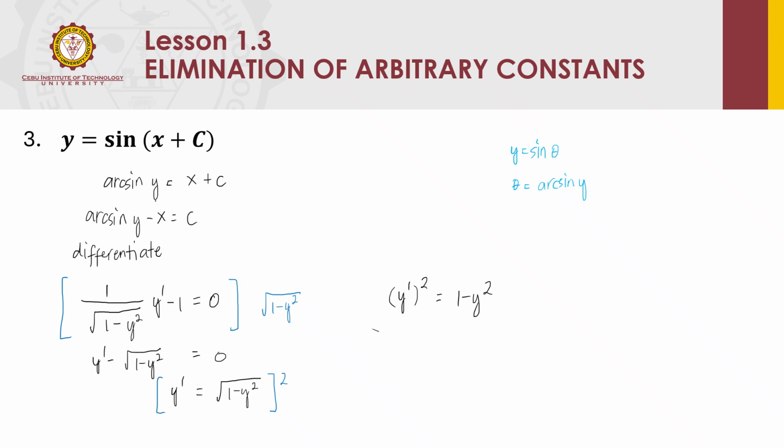Although in some books, in some references, they do not require it, but for our class, I'll be requiring you to put all terms to the left side and then the right side is 0. Okay, so we'll have square of y prime, followed by plus y squared, and then minus 1 equals 0. All right, so this is the final answer. We need to perform differentiation once only because we have only one arbitrary constant.